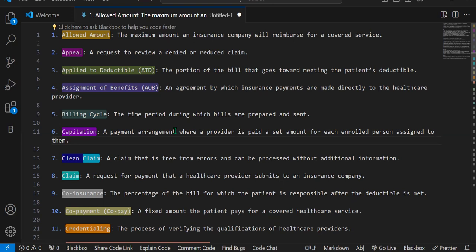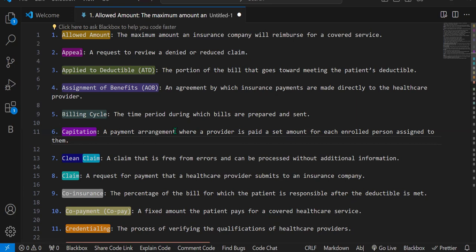Assignment of benefits. An agreement by which insurance payments are made directly to the healthcare provider. So what is assignment of benefits? It's an agreement. For example, if a patient goes to the hospital and takes treatment, the patient will sign on the claim form that whenever I get treatment from the doctor, please give the amount directly to the doctor. Like the patient is signing assignment of benefits.